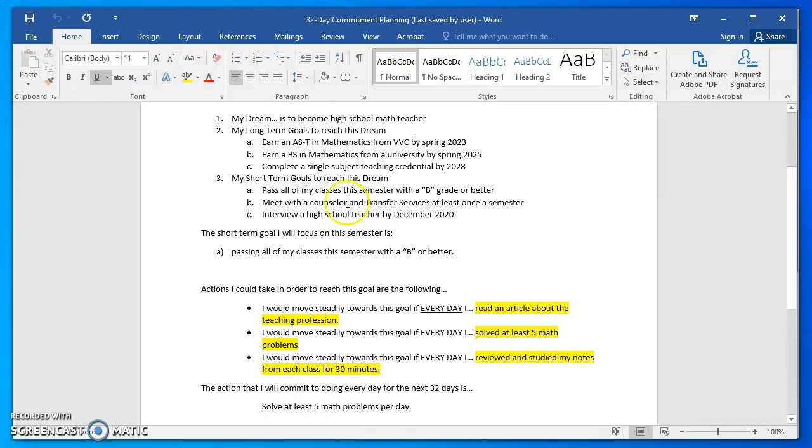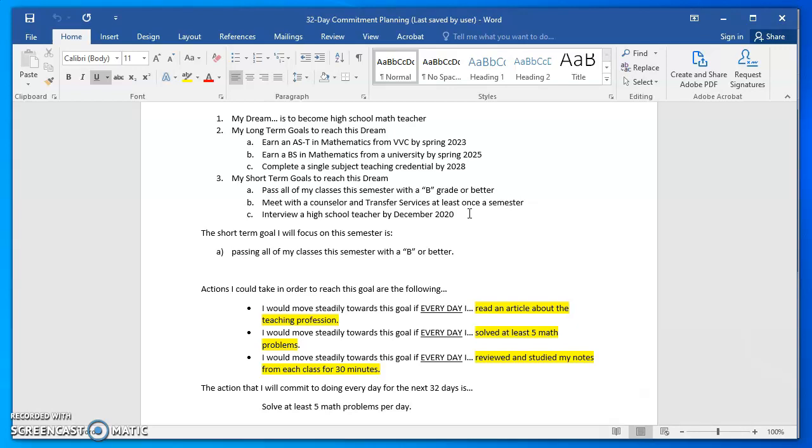So the third step is to list out and brainstorm some short-term goals to reach this dream. So this person has listed these goals here: passing all of my classes this semester with a B or better, meeting with a counselor and with transfer services at least once per semester, and interviewing a high school teacher by December 2020. Short-term goals are goals that will be achieved in the next week, in the next month, in a year, in 2 years. So they're those baby steps that need to happen in order for you to reach your long-term goals and eventually your dream.